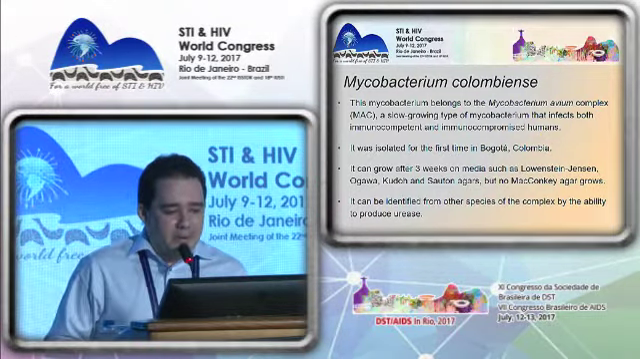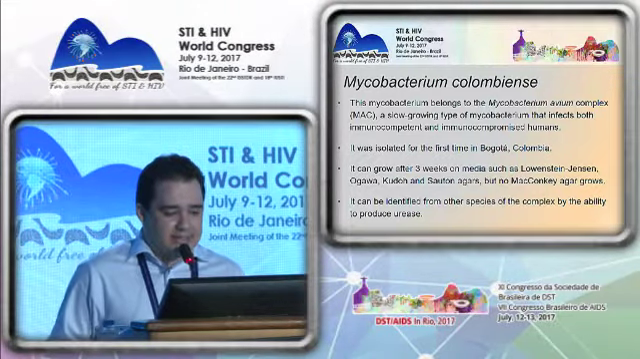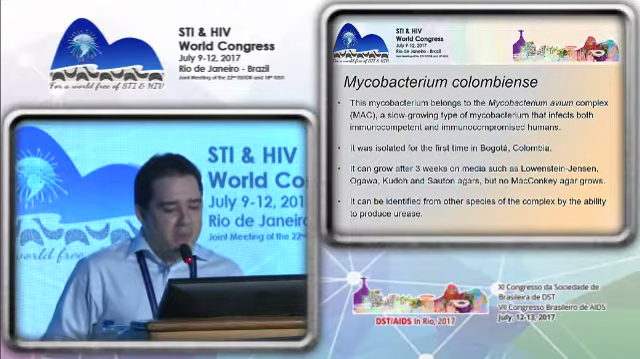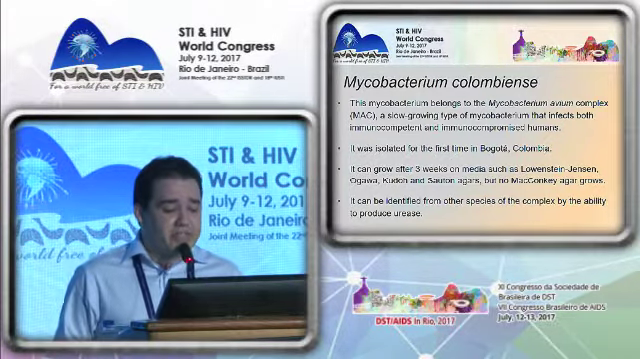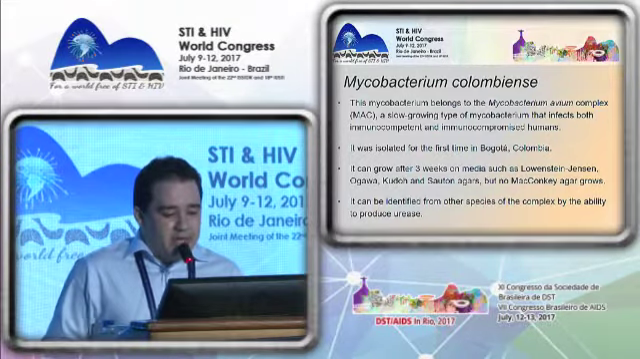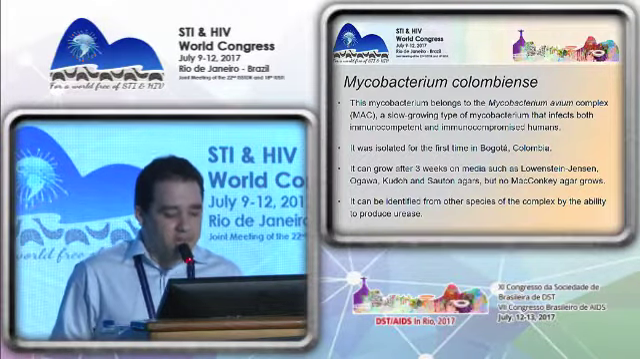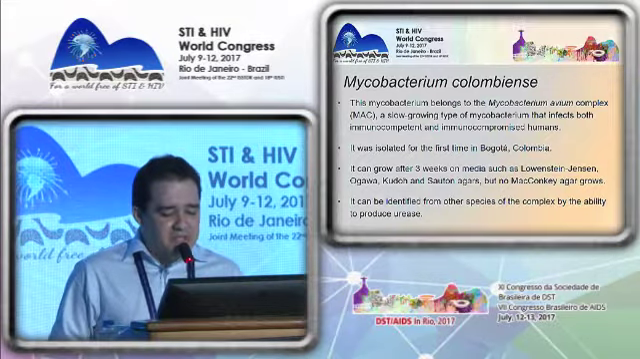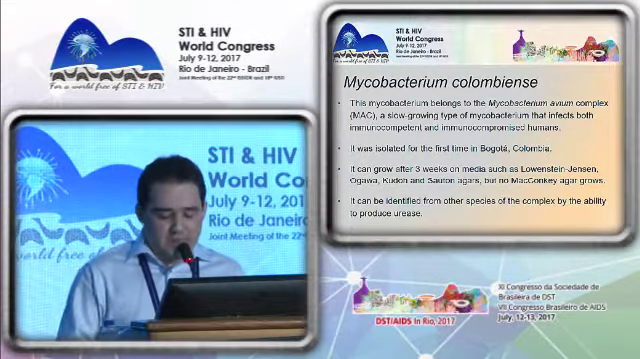Mycobacterium colombiensis belongs to the Mycobacterium avium complex, MAC, a slow-growing type of Mycobacterium that infects both immunocompetent and immunocompromised humans. It was isolated for the first time in Bogota, Colombia, in 2006. It can grow after 3 weeks on media such as Löwenstein-Jensen, Ogawa, Kudoh and Sutton agars, but no MacConkey agar growth. It can be identified from other species of the complex by the ability to produce urease.